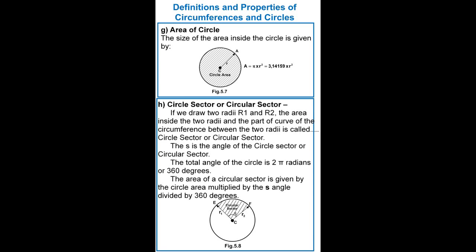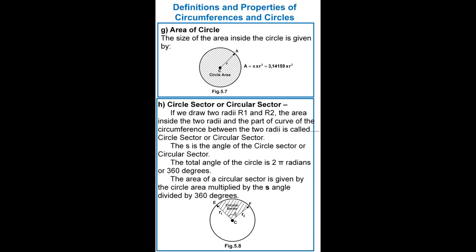In the second part of this slide, a circular sector is shown in figure 5.8. The circumference comes with 2 points E and F in the curve, where 2 radii are shown. That is, the radius R1 that joins the center C to the point E of the curve, and the radius R2 that connects the center C to the point F of the curve.